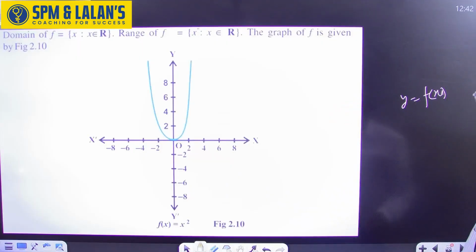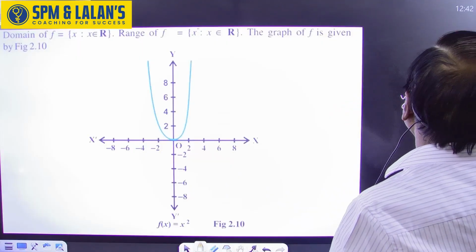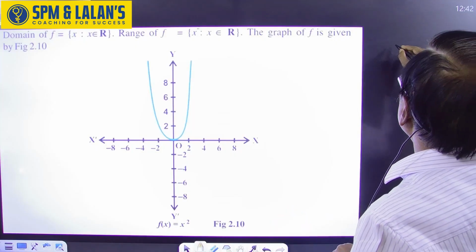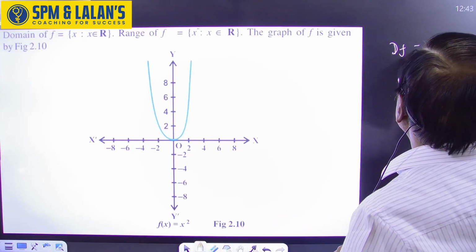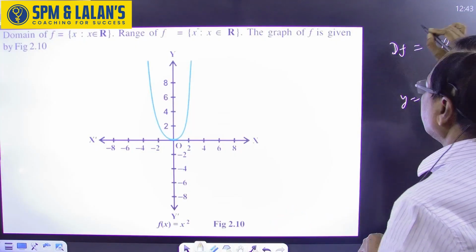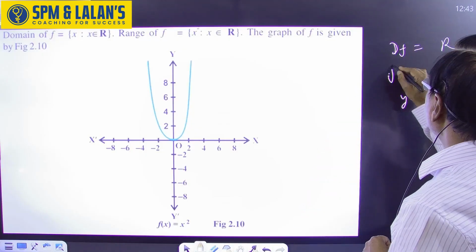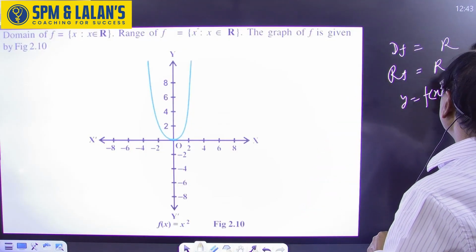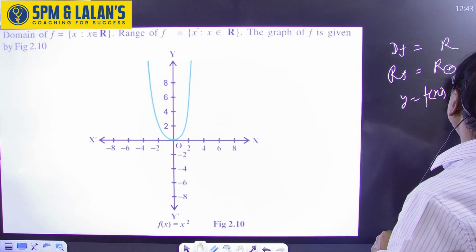You can write it as: the domain of the function is equal to all real numbers, but the range of the function is equal to all positive real numbers including 0.